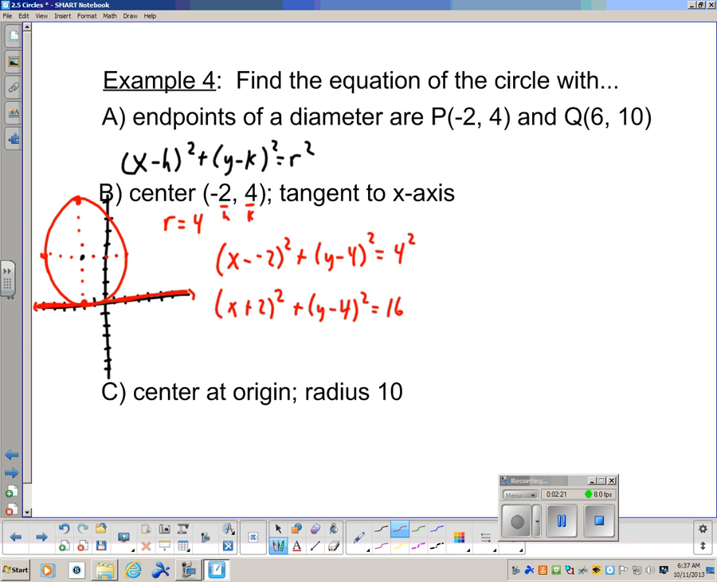Now if you remember, letter C here says that the center there is at the origin, and it has a radius of 10. We could sketch this out too. So here's the center. 1, 2, 3, 4, 5, 6, 7, 8, 9, 10. We don't really need to. We're going to run 1, 2, 3, 4, 5, 6, 7, 8, 9, 10. All right, so radius of 10, it's coming out here.